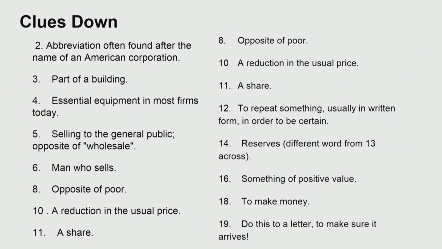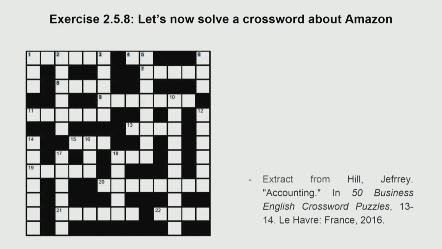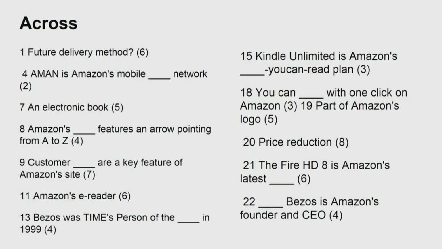So, you have been given across and down. And let us look at this also, another crossword. Across. 1, future delivery method, it is a 6-letter word. 4, AMAN is Amazon's mobile dash network, it has 2 letters. Electronic book, it has 5 letters. Number 8, Amazon's features, an arrow pointing from A to Z, 4 letters. 9, customer dash are a key feature of Amazon's site. 7, 11, Amazon's e-reader, 6 letters.